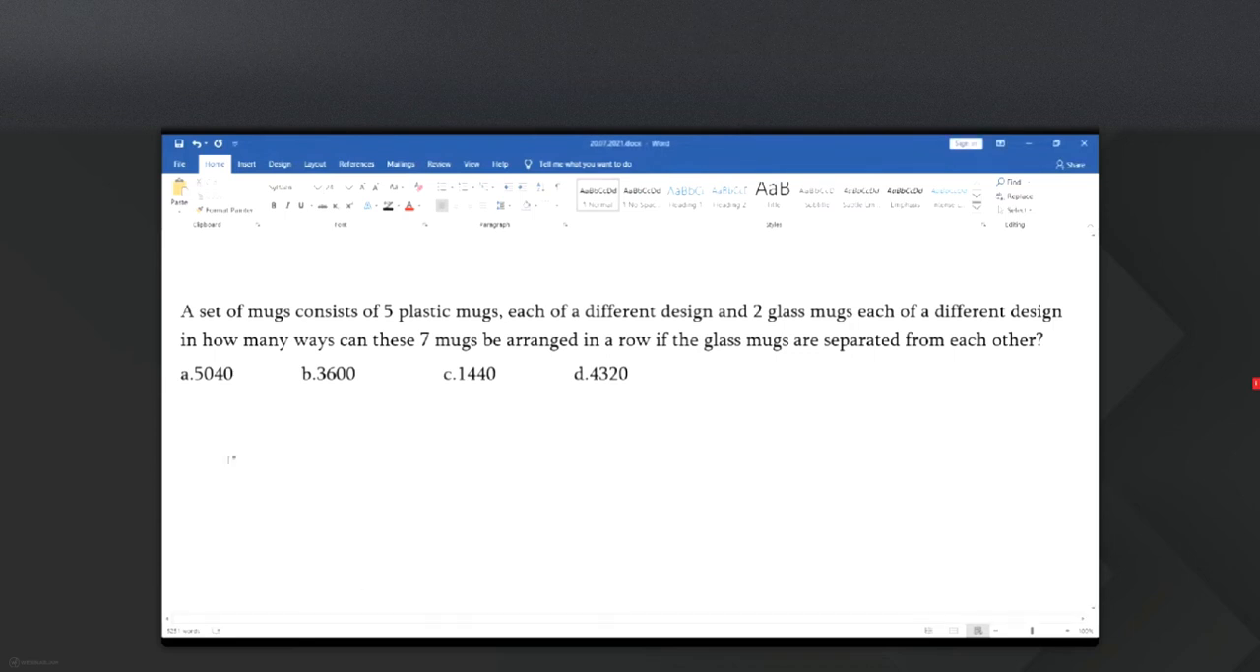The question is this: a set of mugs consists of 5 plastic mugs, so this has 5 plastic mugs, and of course it is 5 different plastic mugs, so that there is a difference, right? Arranging different things and arranging identical things is not the same. 5 different plastic mugs and 2 different glass mugs. In how many ways can these 7 mugs be arranged in a row if the glass mugs are separated from each other? Which means the 2 glass mugs cannot be together.